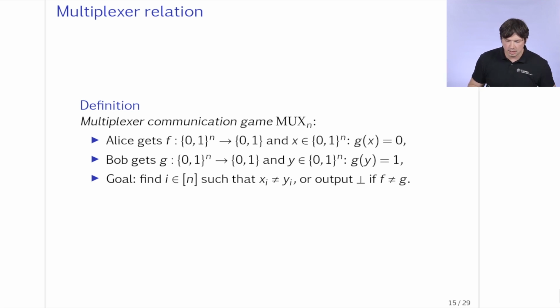So Alice is given a function f and an input x, where the value of f on x is 0. And Bob is given a function g and an input y, where the value of g on y is 1. They need to find a bit of difference, or they can output this error symbol if f is not equal to g. And this would be our main objective, right?